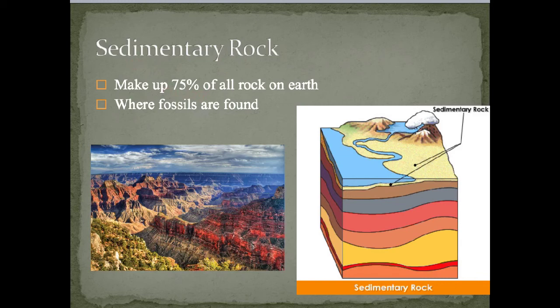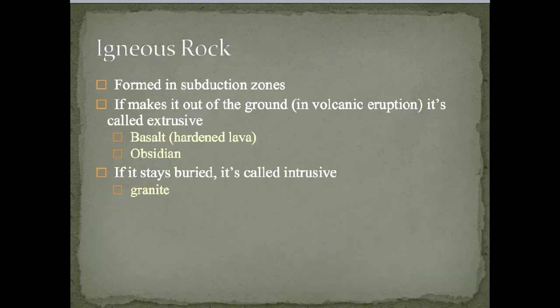Here we have sedimentary rock, which makes up 75% of all rocks on Earth, and it's also where fossils are formed. Here I got a picture of the Grand Canyon, and you can see the different layers of sediment in here. And how they're formed is as the layers above compact on top to form the layers below.